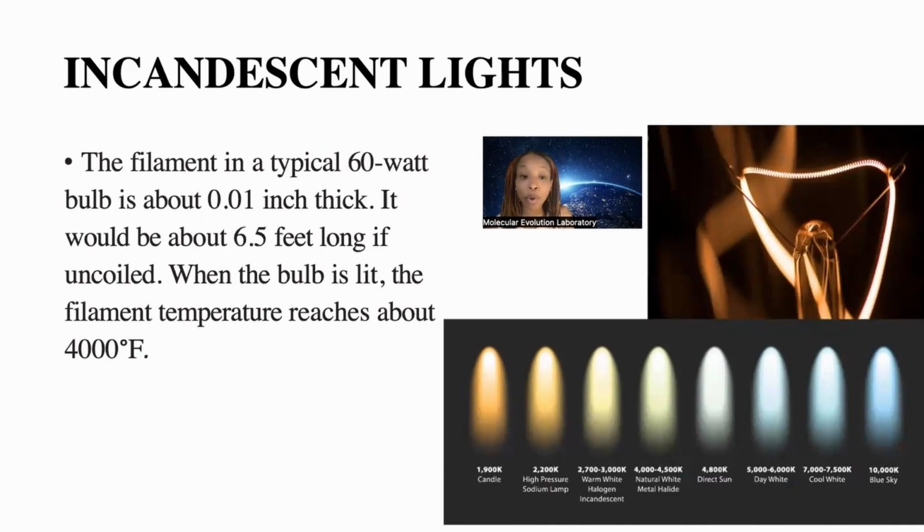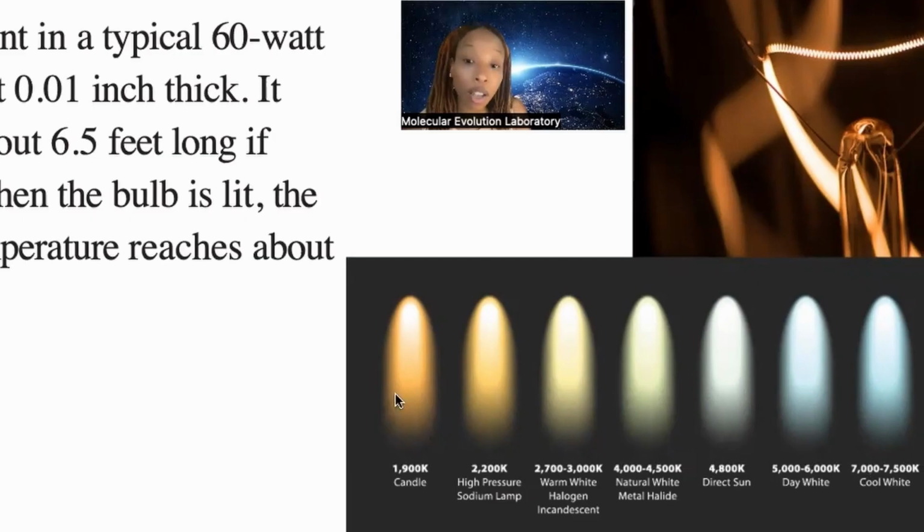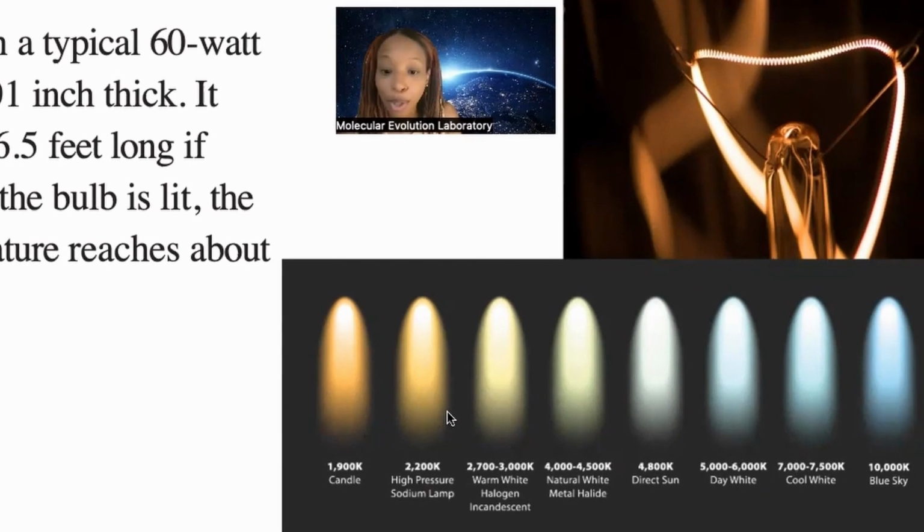So as we mentioned before, the tungsten filament is very thin. In a typical 60-watt bulb, it is 0.01 inch. It would be about 6.5 feet long if uncoiled, and when the bulb is lit, the filament temperature reaches about 4000 degrees Fahrenheit.